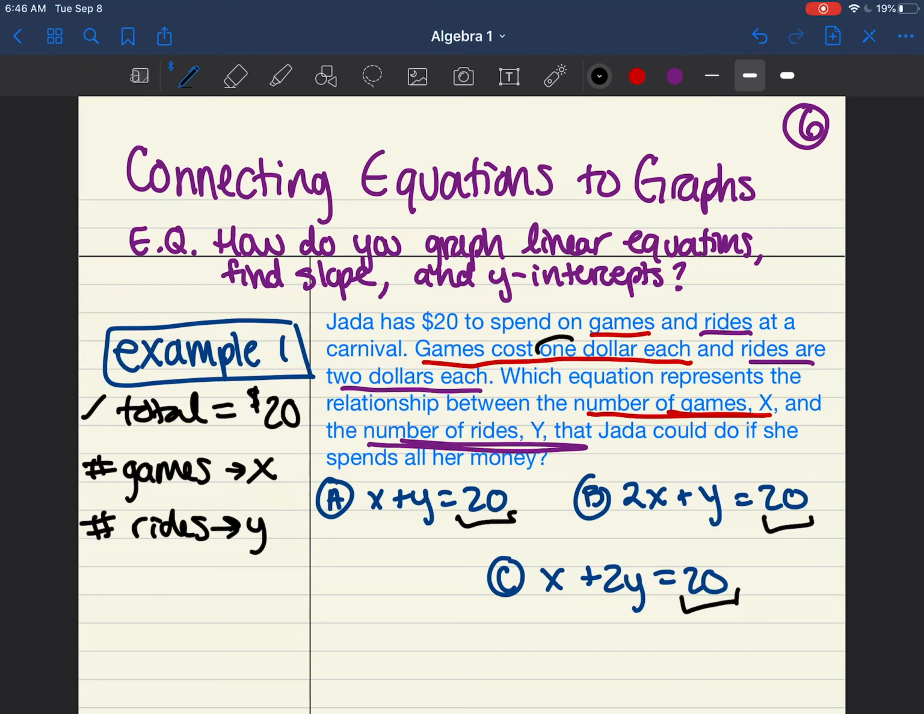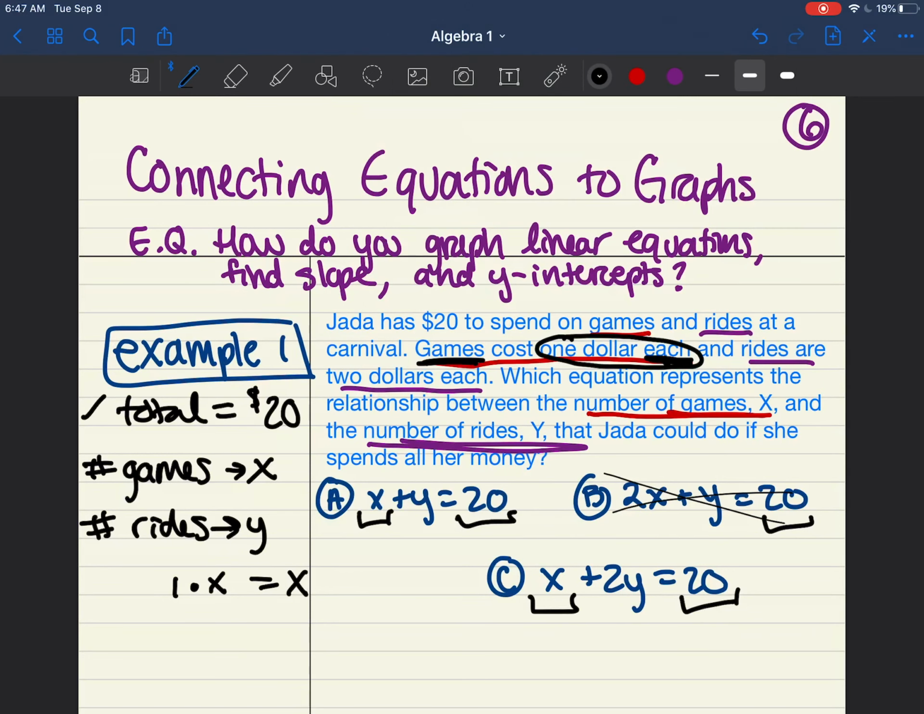So if it's $1 each, all right, that "each" usually means multiplication for a game. That would be 1 times x, or x. So it looks like the games term matches A and C. So I'm going to guess it's probably not B.